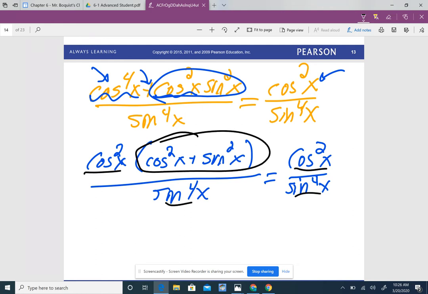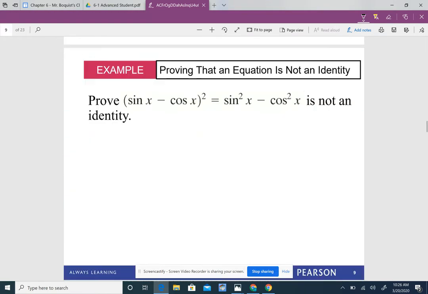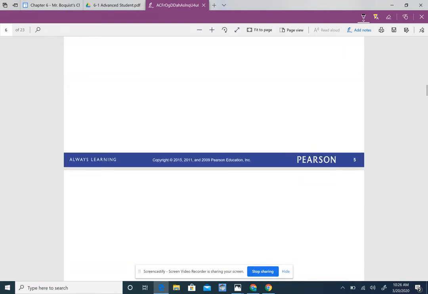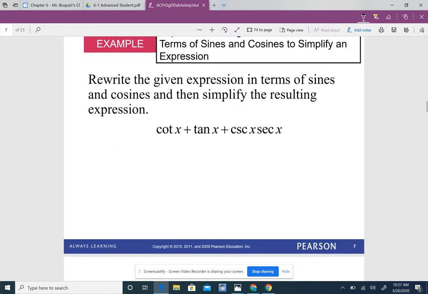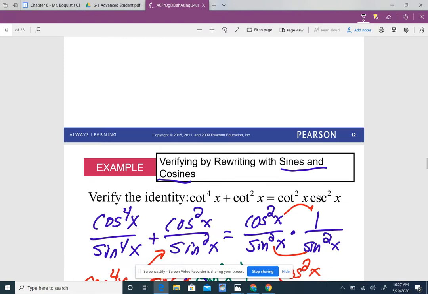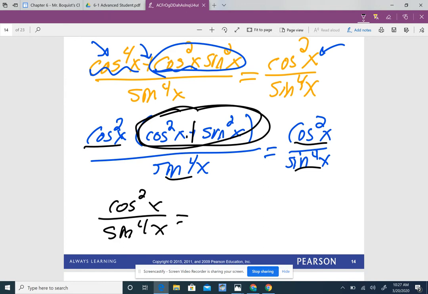But we have all of this. We have cosine squared plus sine squared. Now, if you remember, that was one I told you might want to remember, way back at the beginning. Sine squared plus cosine squared is 1. So I can replace that completely with 1. So all of this becomes 1. Cosine squared times 1 is cosine squared of x over sine to the fourth of x, which equals cosine squared of x over sine to the fourth of x.